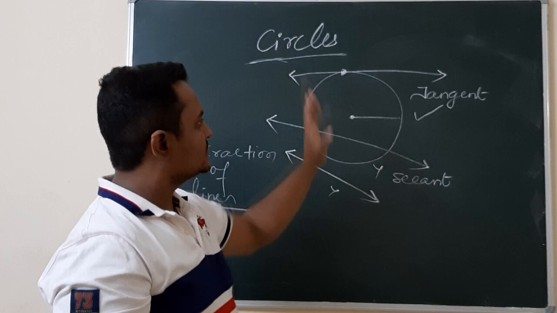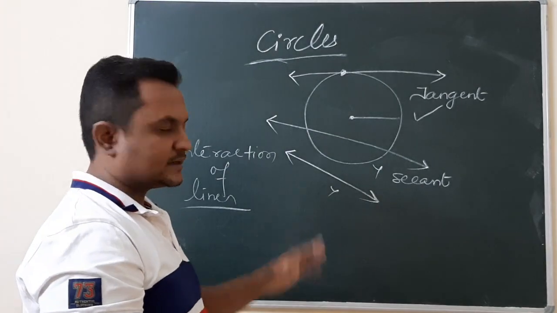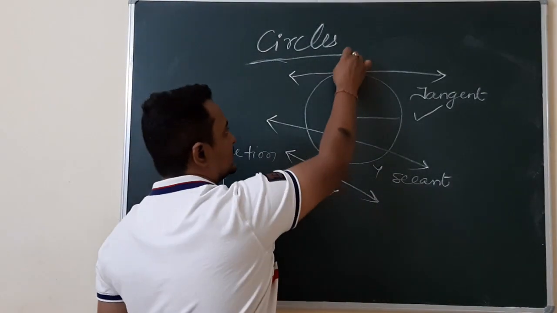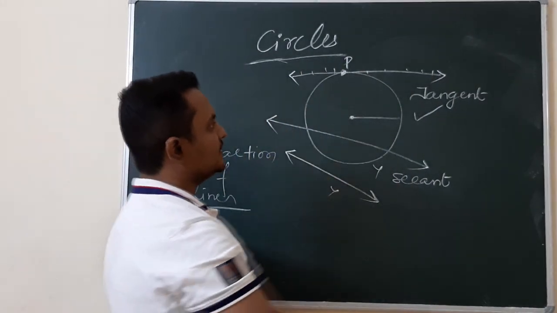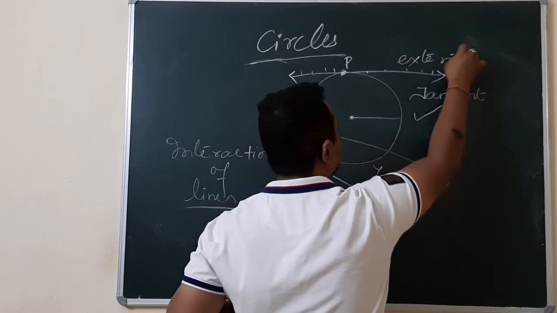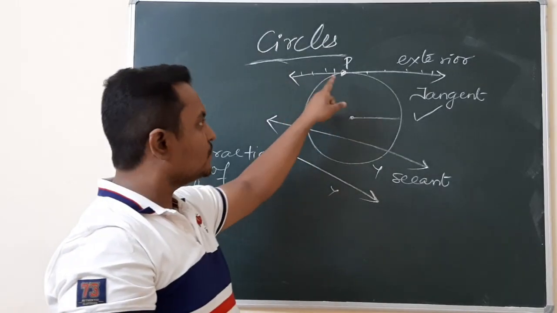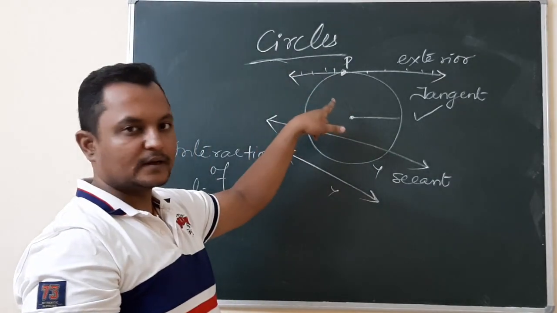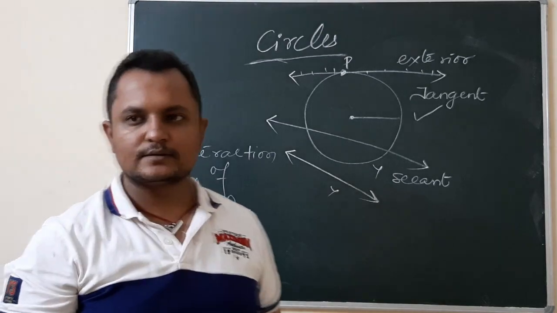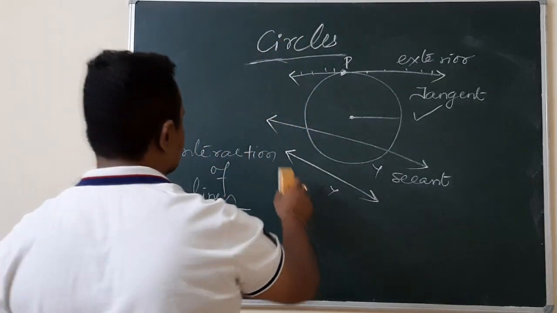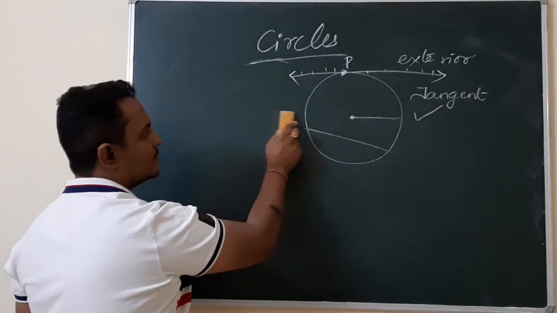So a line segment or a line, an infinite line, which touches a circle at only one point is a tangent. That means any other point on this line, if you take, it will lie in the exterior of the circle. And none of the points on this line will lie in the interior of the circle. But only one point will lie on this circle or will share a common point with this circle. So this is a tangent, right? Yes. So a tangent is a line which touches a circle at only one point.